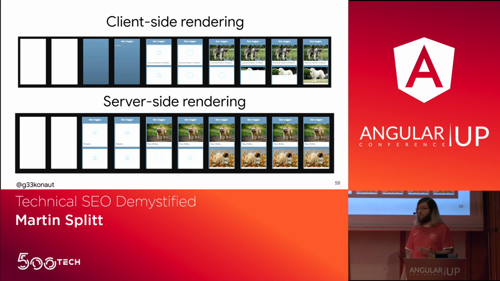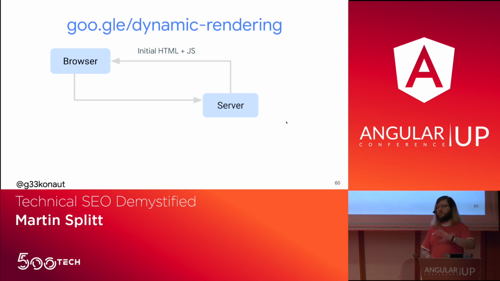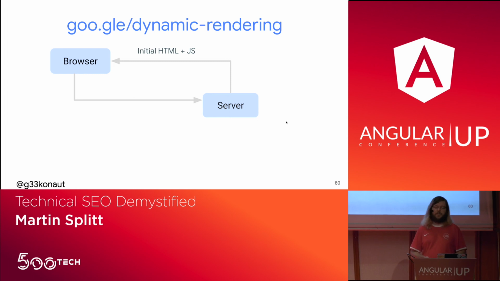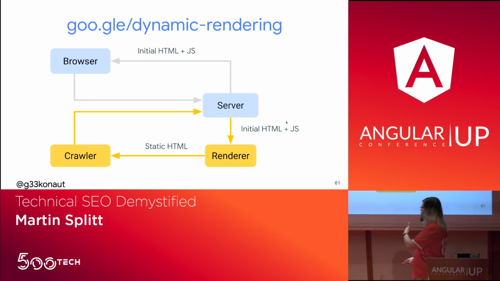So if that's not an option, but you could change something in the back-end, there's a workaround we call dynamic rendering. Dynamic rendering, to boil it down, is basically checking at your server what kind of request you're getting. Is this a request from a user's browser? In that case, we just serve them the regular Angular application. But if this request comes from a crawler, and crawlers tell you by the user agent they are using, then you can actually serve something different.